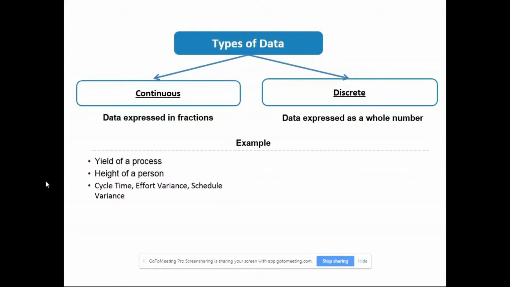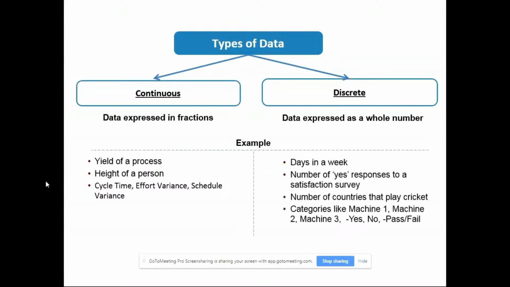Continuous data: process yield, height of a person. Height, you measure it in feet or meters, and you can break it down into centimeters, millimeters. Then you have cycle times, expressed in hours, days, weeks, months, minutes, effort variance, which is percentage deviation, and schedule variance. All of this is an example of what, continuous or discrete? Continuous. Perfect.